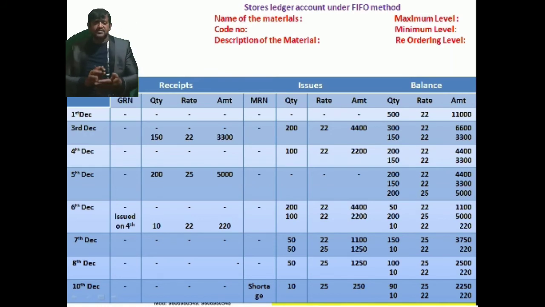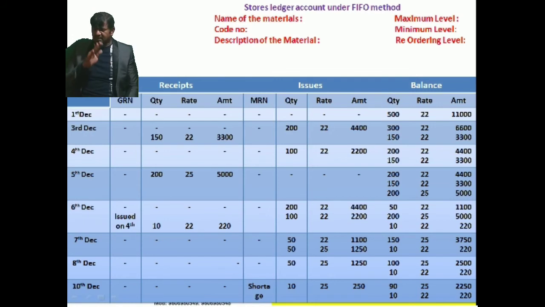So 100 units at rupees 22 each, 2200. Out of 300 units I have issued 100 units. So left out is 200 units at rupees 22 each. 200 into 22, 4400. And 150 units remain same. 150 into 22, 3300. On 5th December, there is a receipt.